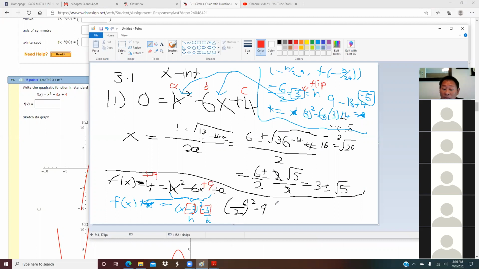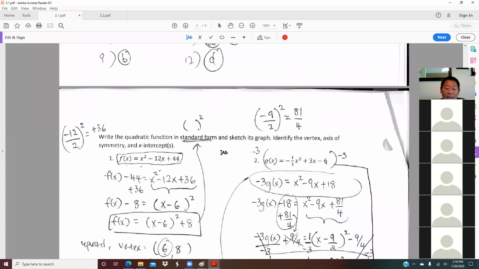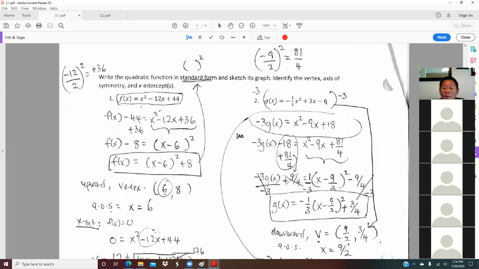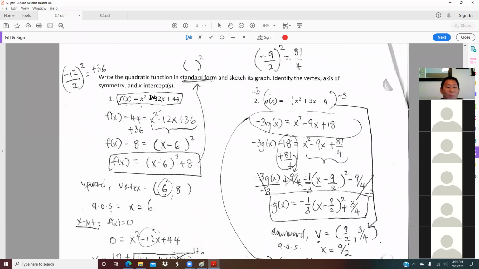So you can do it this way also. So there are 2 ways for you to do it in the test. Doesn't matter which way you pick. You can pick using the vertex formula, or you can pick using completing the square. No matter which way you do, you still get the same thing. So for example, in questions number 1 and 2, I'm using what I call completing the square.